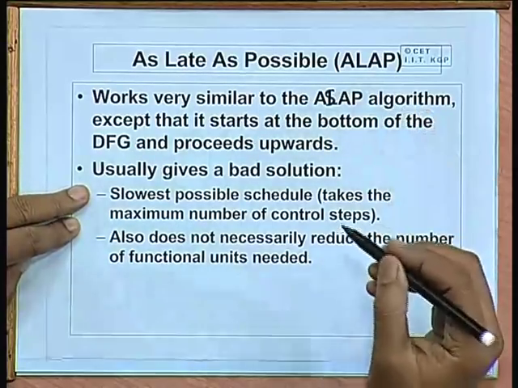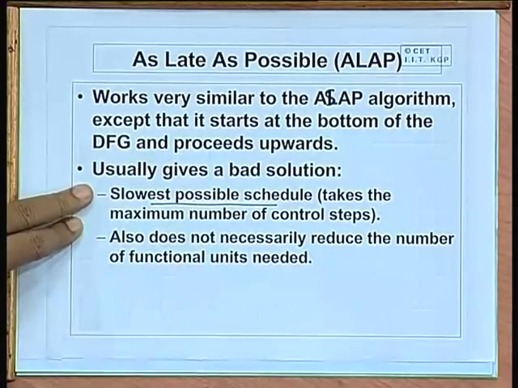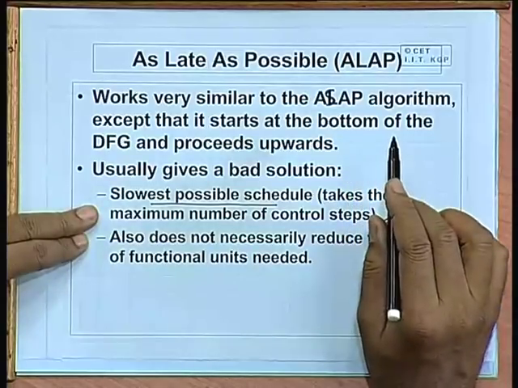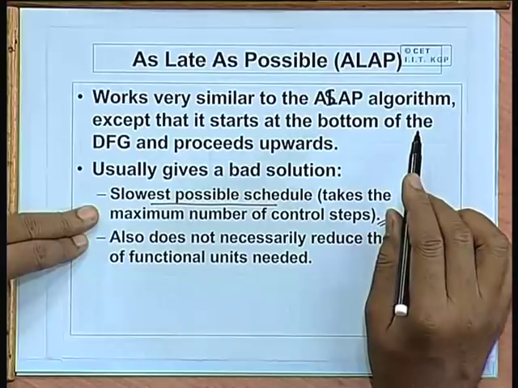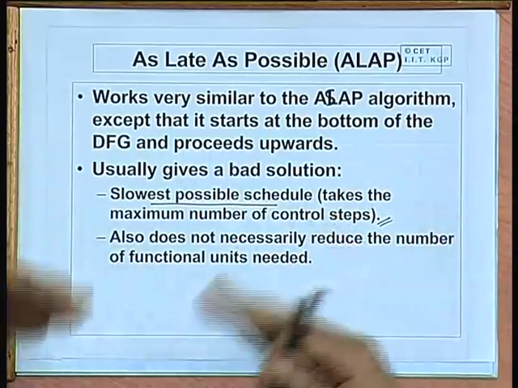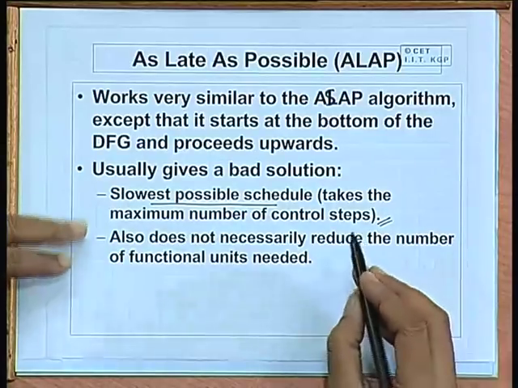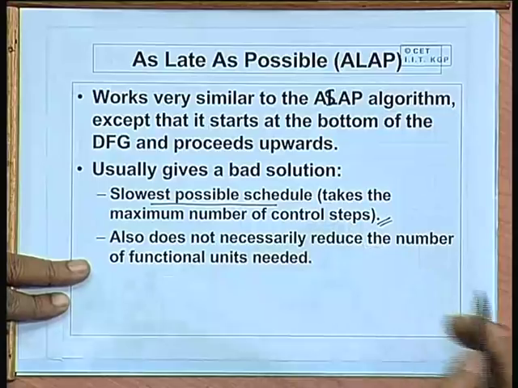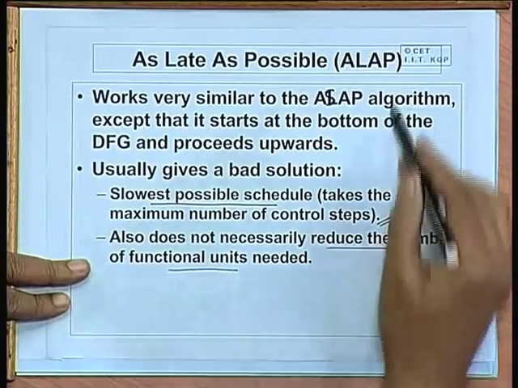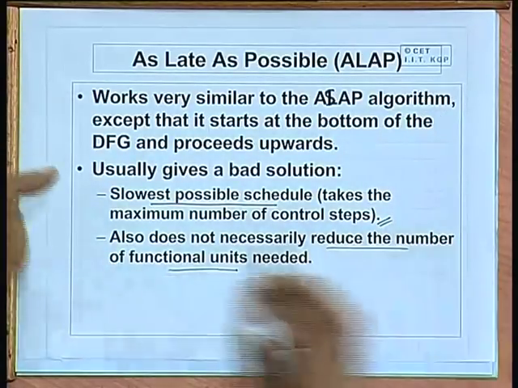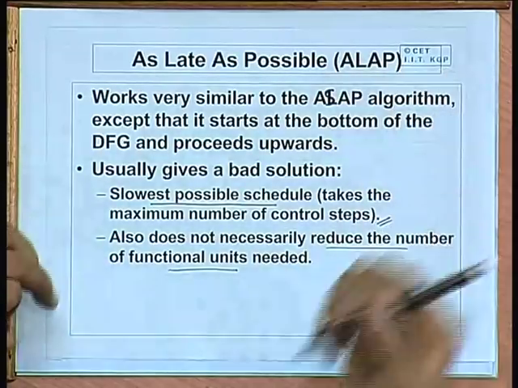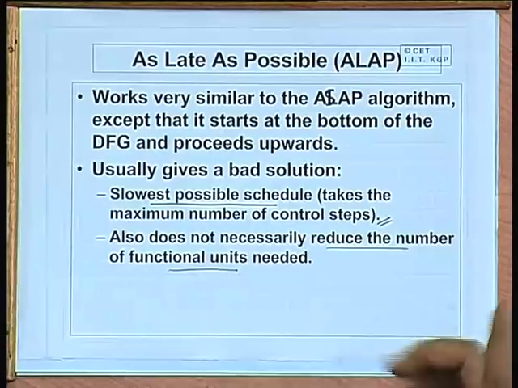Now, ALAP usually gives the slowest possible schedule, taking the maximum number of control steps. Of course, in this example you really cannot appreciate that, but in some other examples, you can see that there will be a difference in the times required in ASAP and ALAP. And this ALAP may increase the time step, but it also does not reduce the number of functional units. So, this ALAP is not really a good way of making a schedule, but again, let me repeat that these kinds of simple schedules are typically used as the starting point of some of the iterative algorithms which people also use. If there is some kind of an iterative algorithm, you can start with this ASAP and ALAP as the input solutions. These represent the two extremes, and then you can play around with it, you can make some changes to obtain a better solution.